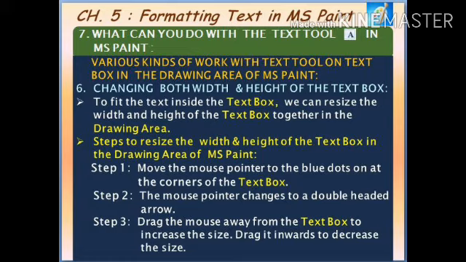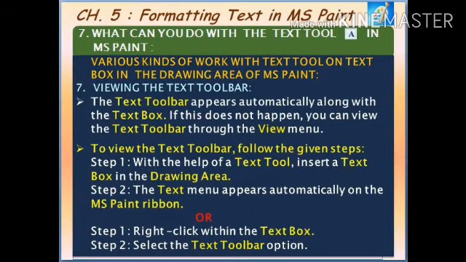Following are the steps to resize the width and height of the text box in the drawing area of MS Paint. Step number 1. Move the mouse pointer to the blue dots at the corners of the text box. Step number 2. The mouse pointer changes to a double-headed arrow. Step number 3. Drag the mouse away from the text box to increase the size. Drag it inwards to decrease the size. Move to the next topic.